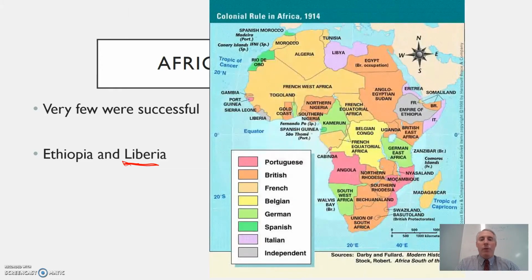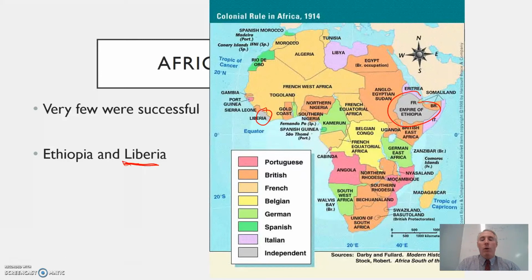But outside of these two countries, I mean, you look at Africa in 1914, gray is the independent. You got Liberia and you got Ethiopia. That's it. Every other inch of the entire continent is colored in some way that represents control by a European country. And notice how it's not just the British and the French. Portugal was in on this. Germany was in on this. Spain, Italy, all right? They all wanted to get a piece of this scramble for Africa.